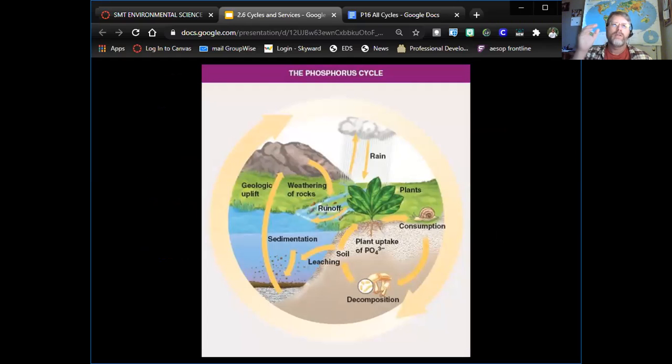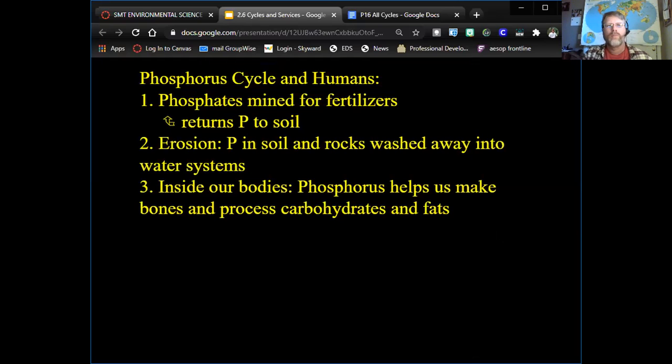The rocks come in contact with water. The water pulls the phosphorus out. The phosphorus is now in the water. It can go up through the roots of the plants. And then anything that eats the plants will get that phosphorus.